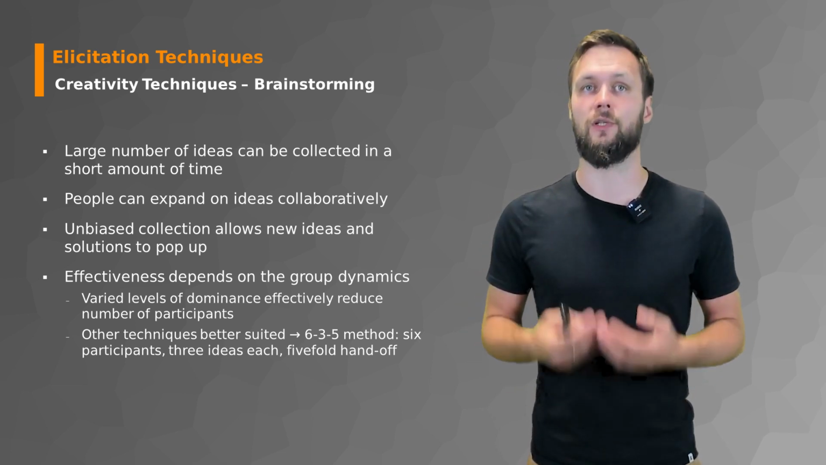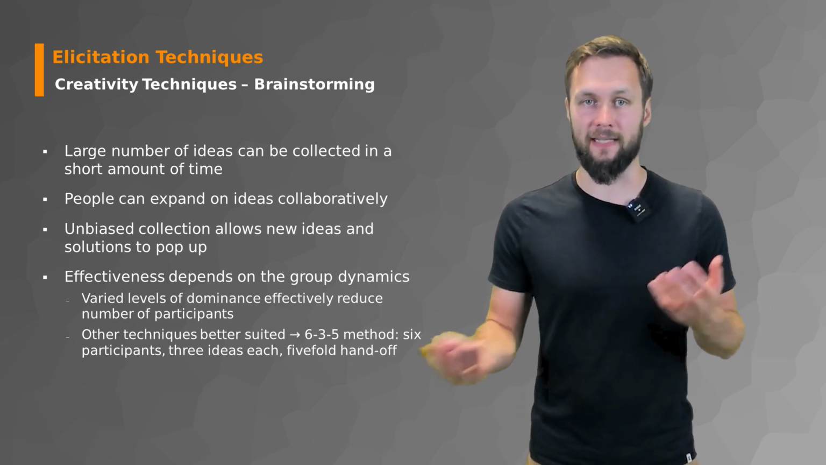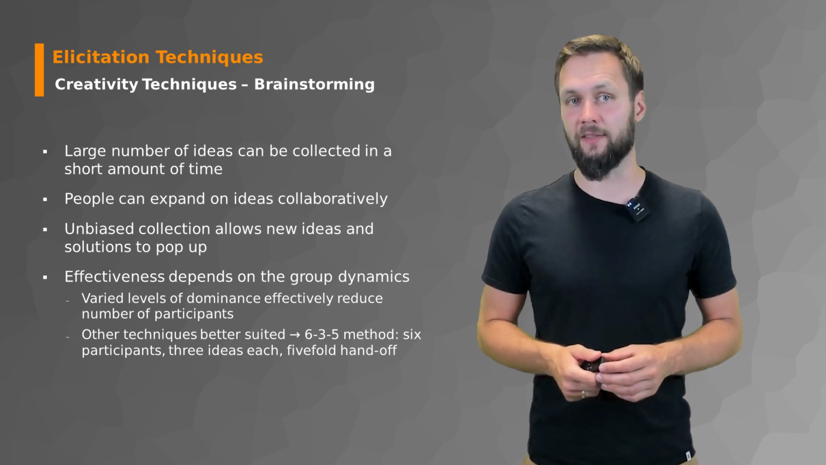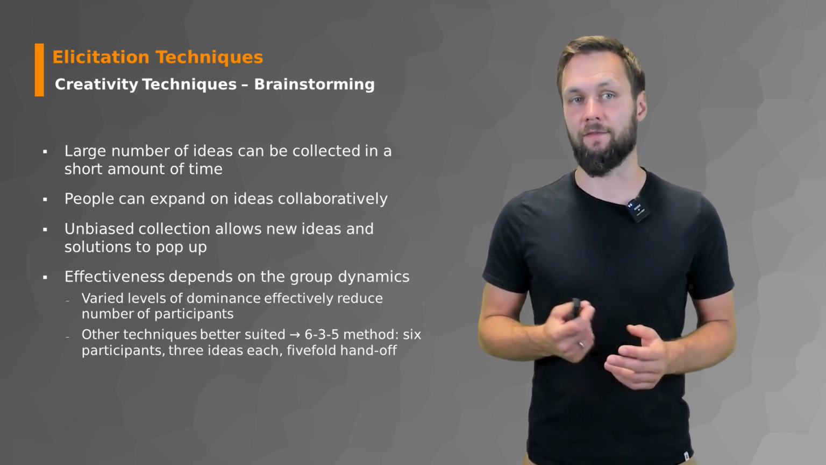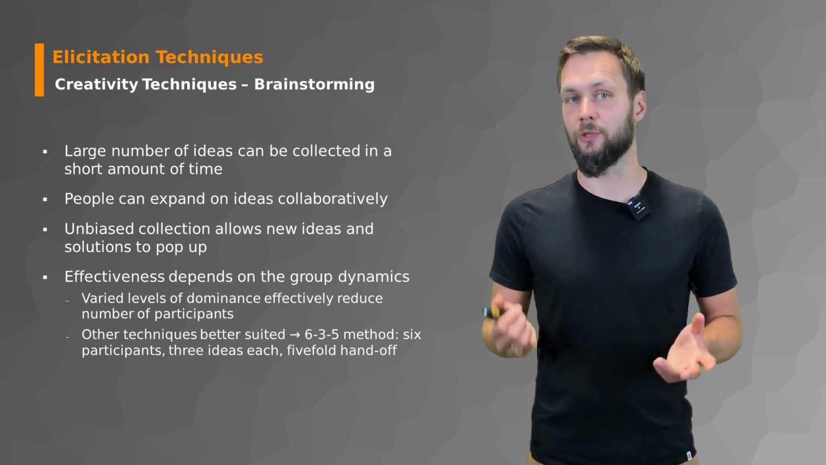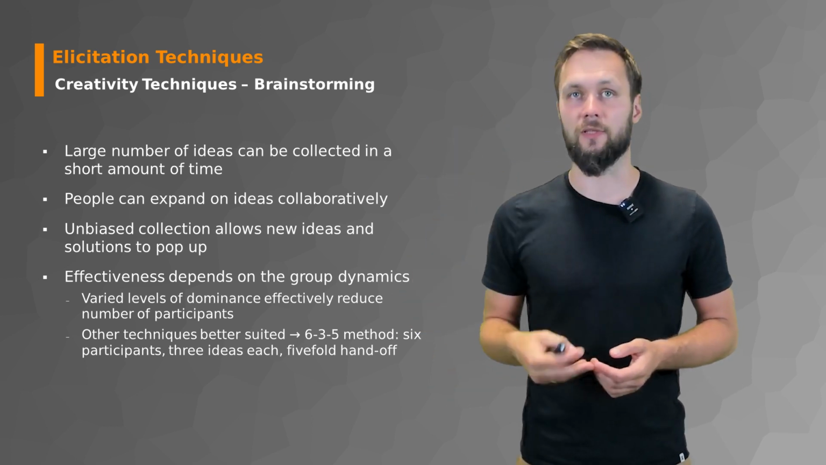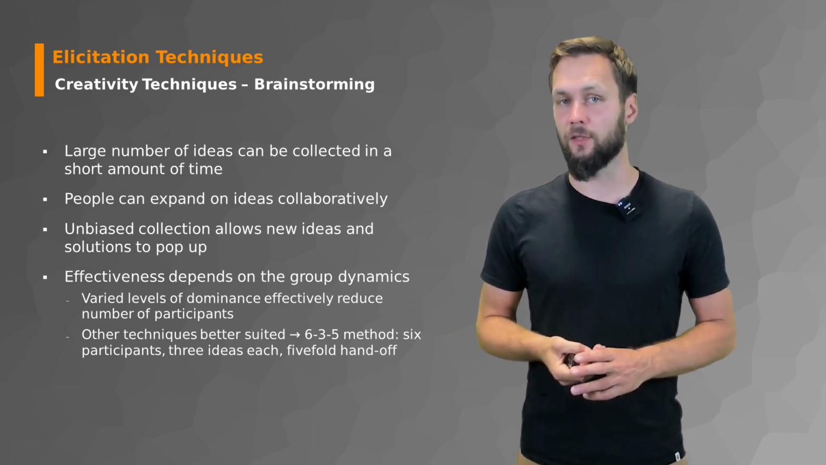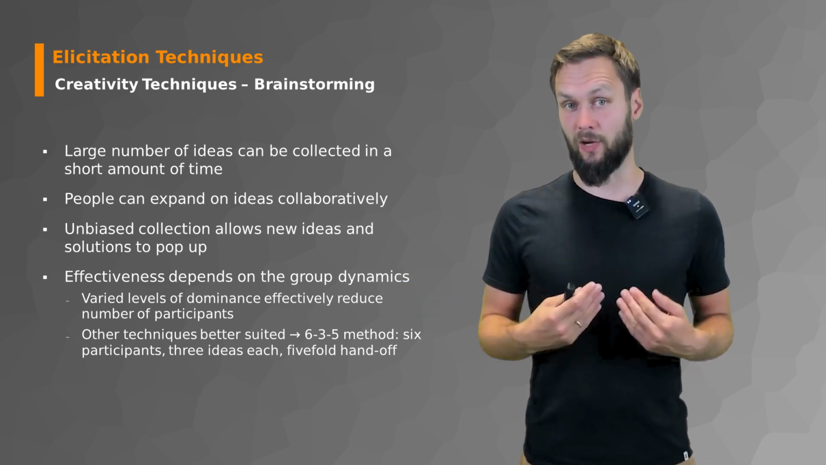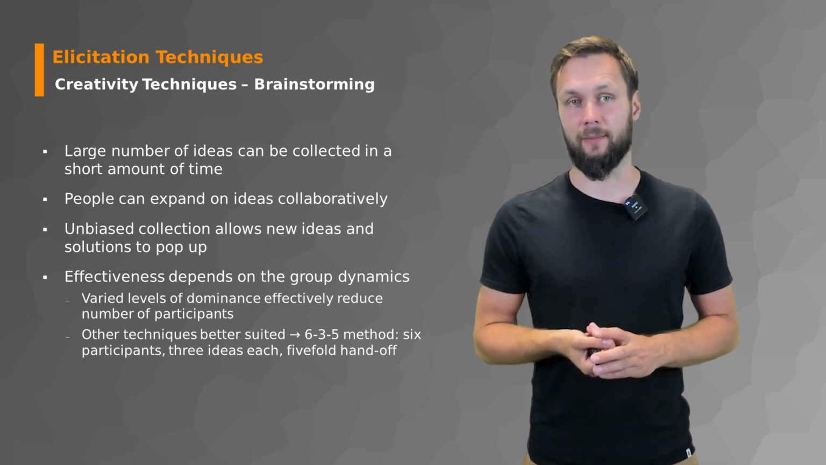So make sure that the participants do not feel judged in any way or have any negative emotions attached to it. But the effectiveness depends on the group dynamic. So you can have various levels of dominance, which effectively reduce the number of participants. If there is one dominating person who does not let other people voice their opinions, then you could also just talk to that one person. So you as a requirements engineer also have to guide those group dynamics.